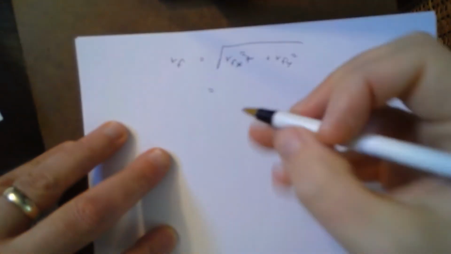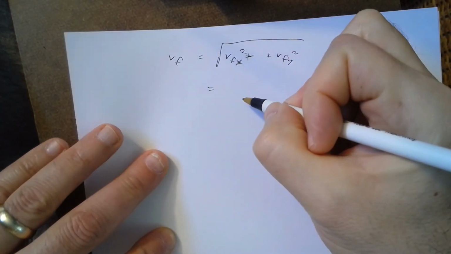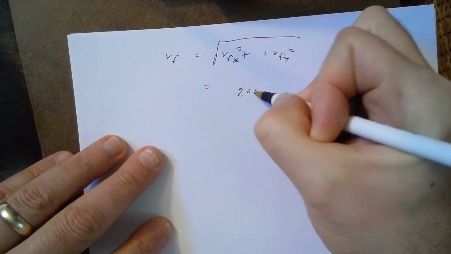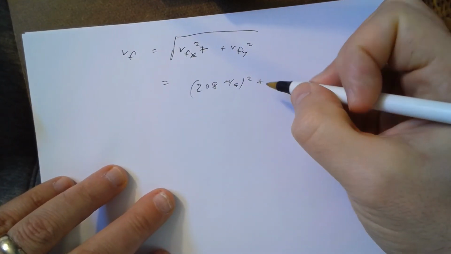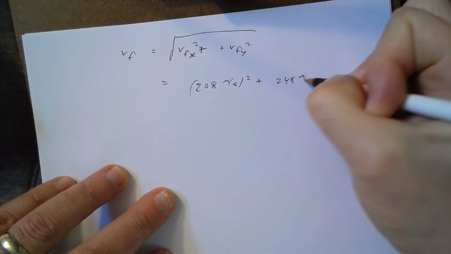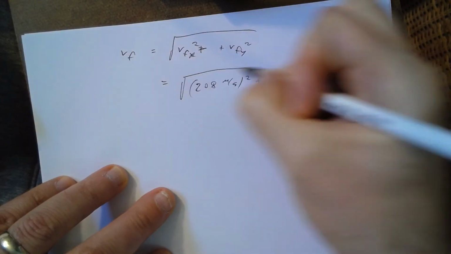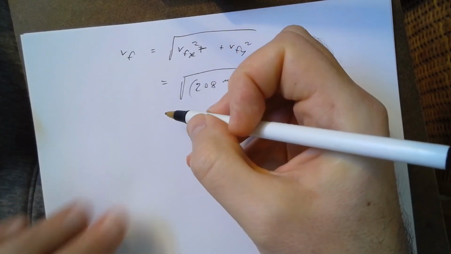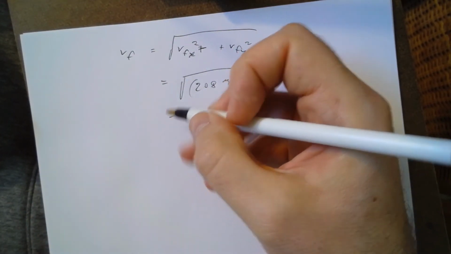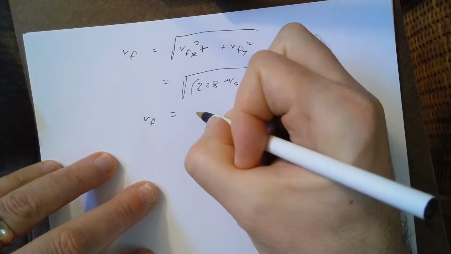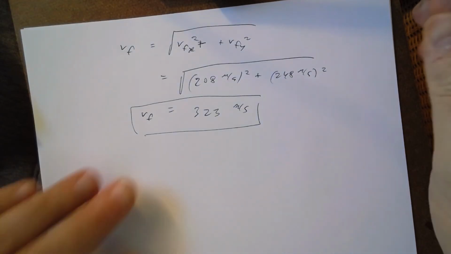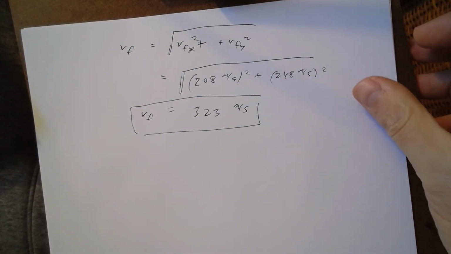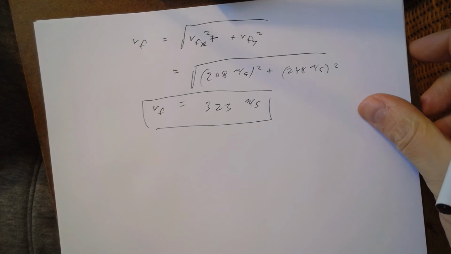Alright, so that's going to be the square root of 208 meters per second squared plus 248 meters per second squared. Add that together, take the square root, and you'll find that VF, the final speed, is 323 meters per second. Alright, so we found all the things that the problem asked for. The only other thing to do is the graphs for this problem, and then we'll be done.